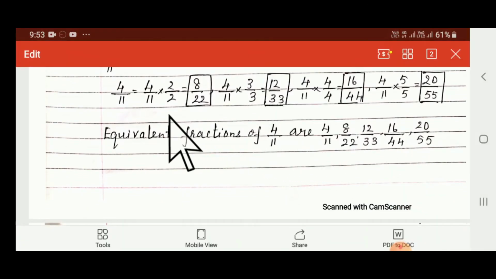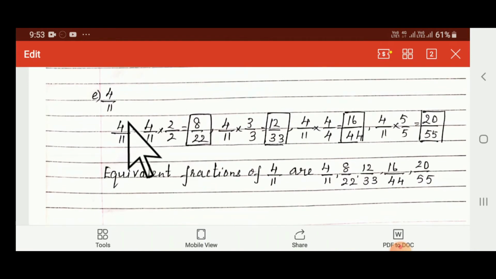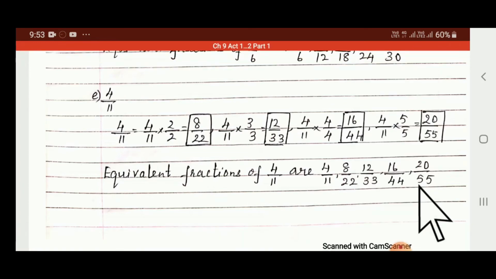Question number E. 4 by 11. Write equivalent fractions. 4 by 11 is equal to 8 by 22. 4 2s are 8, 4 3s are 12, 4 4s are 16 and 4 5s are 20. 11, 22, 33, 44 and 55.